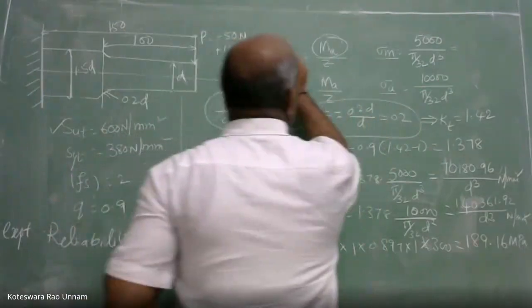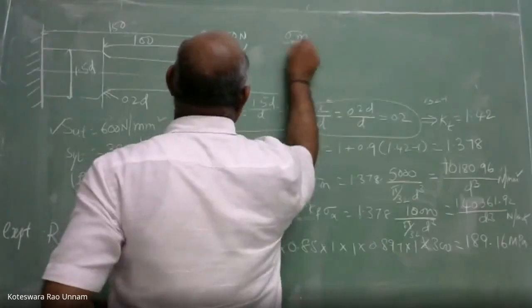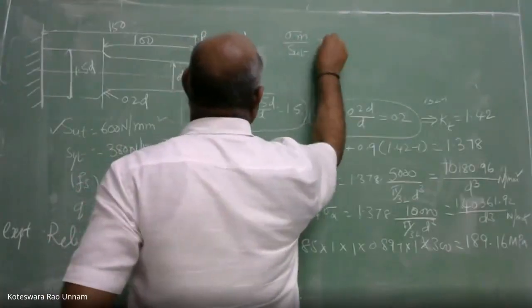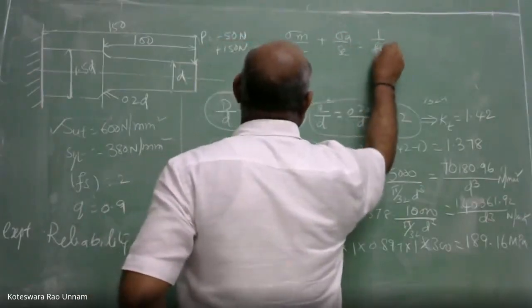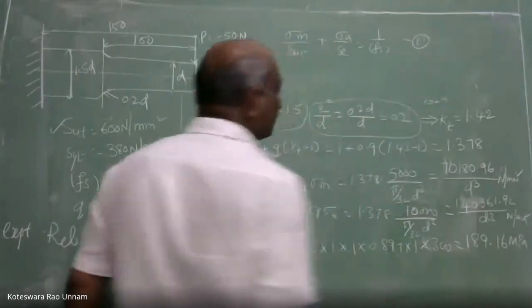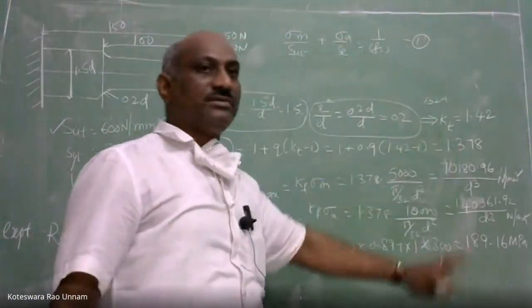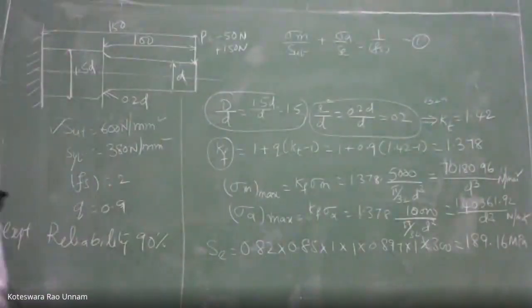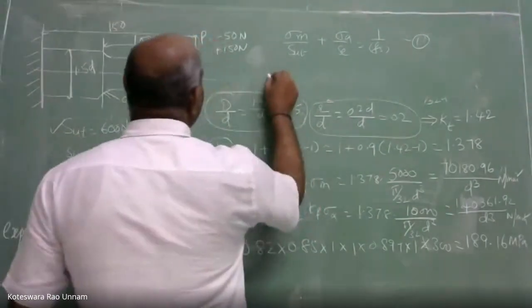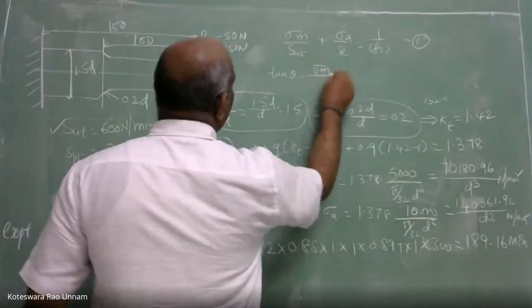The first equation is sigma m by SUT plus sigma A by SC is equal to 1 by Fs. This is one equation. But here sigma m and sigma A both are unknowns, so you cannot get both from one equation. So the other equation is tan theta.